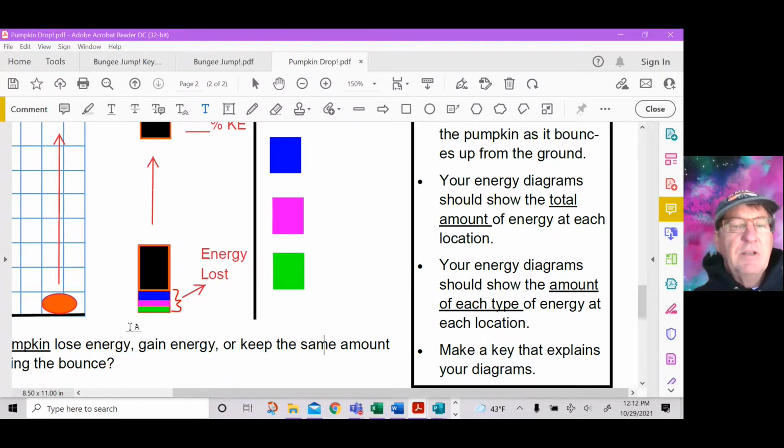The third one is a very subtle one. When it hits the ground, the friction from the collision of the jack-o'-lantern in the ground or the ball in the ground or whatever, that friction creates a tiny amount of heat. So what do we call that type of energy?